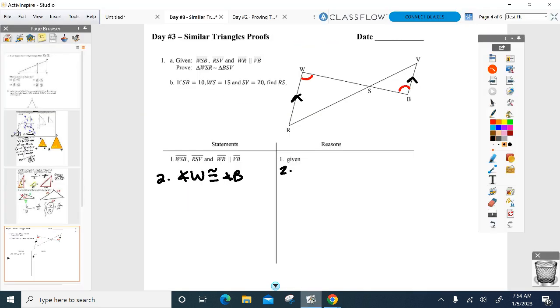Come on, Kier. Darn right. Look at you. Parallel lines imply alternate interior angles. Perfect. Good job.